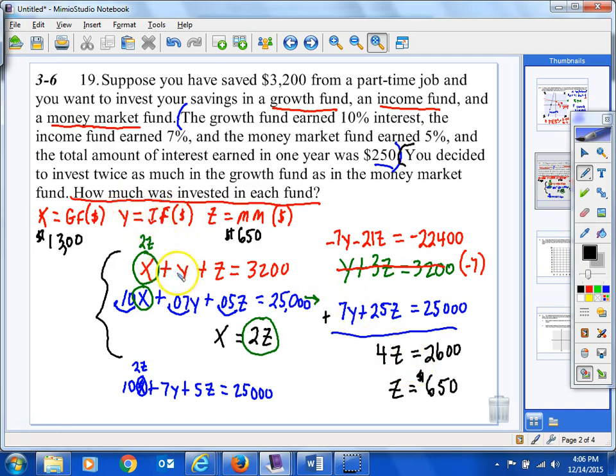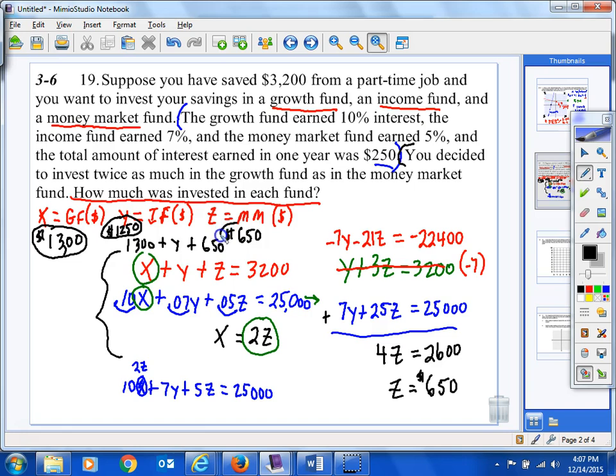We find the third one by going back to this original red equation. And I can replace the x with 1,300, solving for y, replace the z with 650, and I'm going to be taking 1,950, 1,300 plus 650, and when you subtract 3,200 from 1,950, that should be 1,250. Okay, so hopefully you saw how we are able to solve for y.